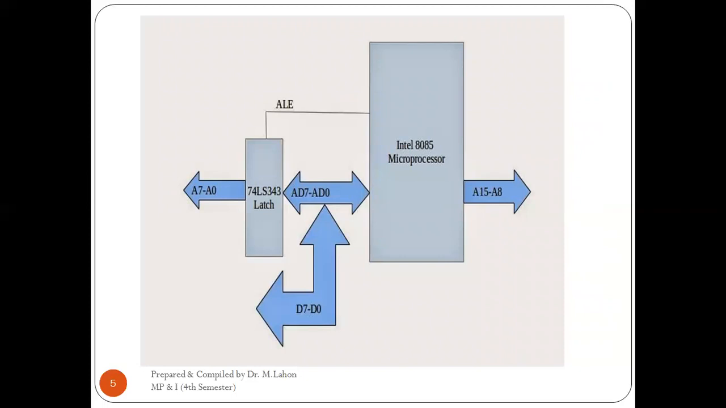Though here it is shown as Intel 8085 microprocessor, you can consider it to be an 8086 microprocessor also. Since it is 8085, AD0 to AD7 is shown, but when we consider it to be an 8086, it is AD0 to AD15. And we will get A0 to A15 on one side and D0 to D15 on the other side. So this is the concept of demultiplexing, and this is implemented by using the 74LS373 latch.